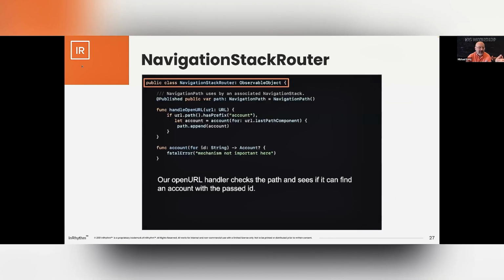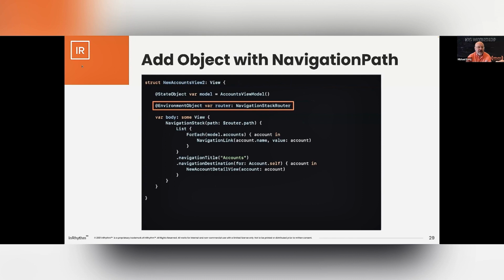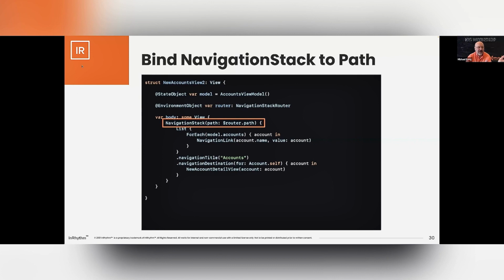I've got a class here that I created called navigation stack router. That's an observable object, and it contains a single published value that is a navigation path. If I go back to our view that we did before, let's just say that we're going to get this thing out of an environment object, just to make it easier. So if we go to our navigation stack, we can now say, don't use your own path, use the path that we're going to provide. And that's a binding. So when the user navigates forward and backward, our path gets updated.